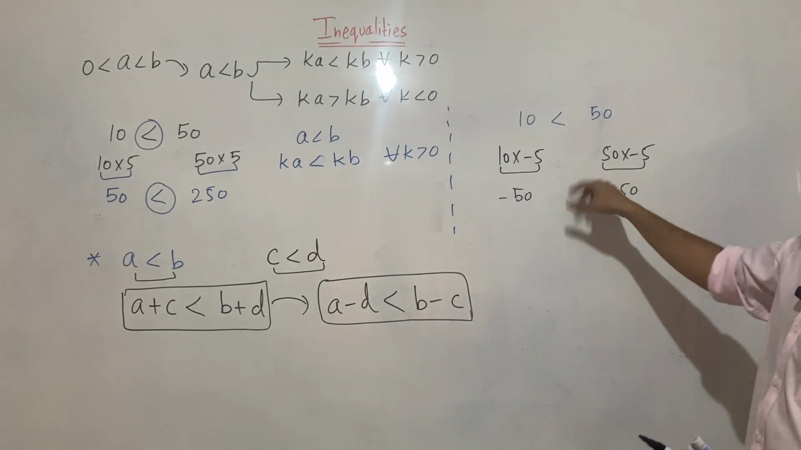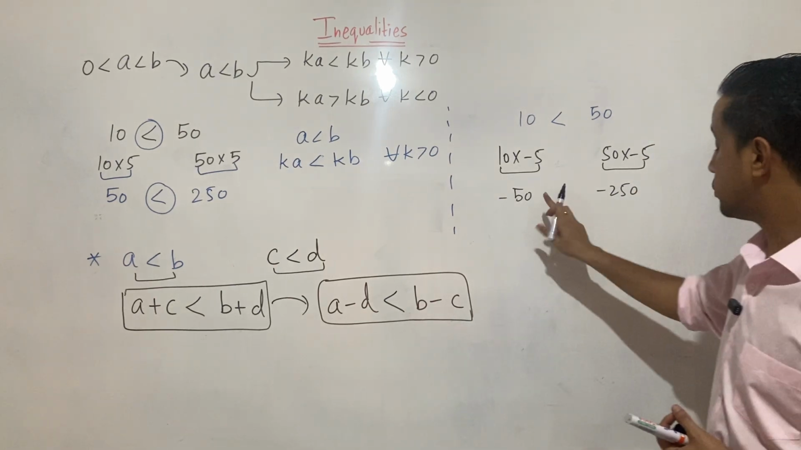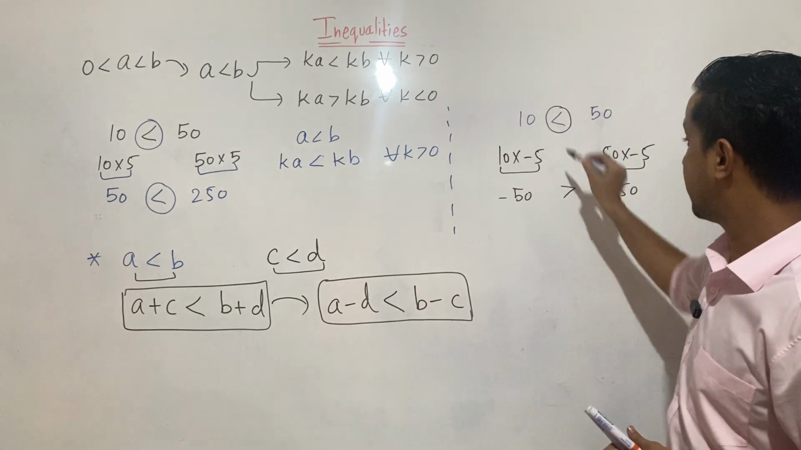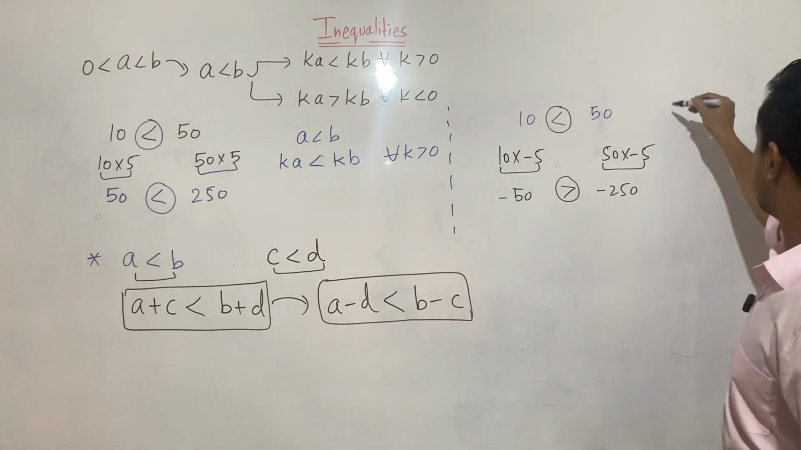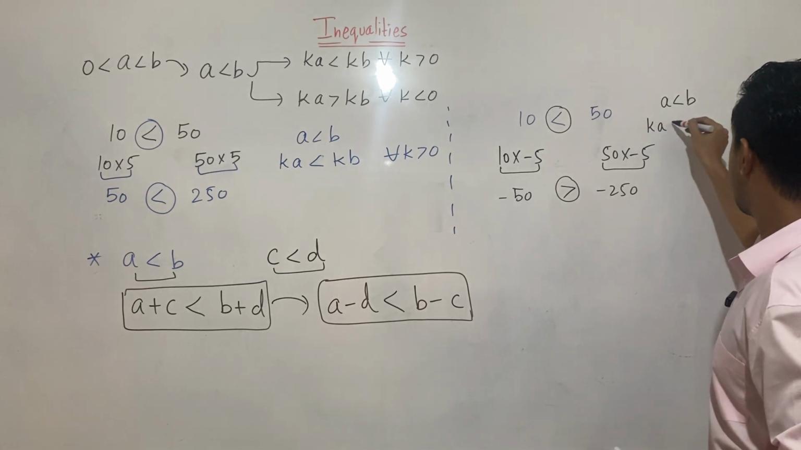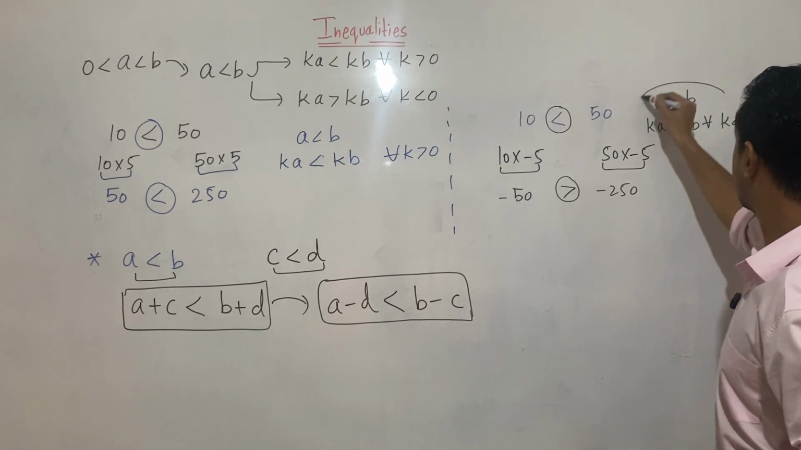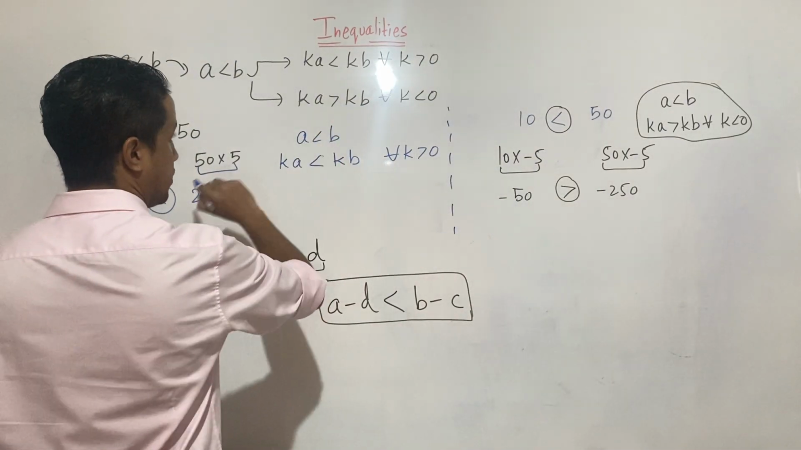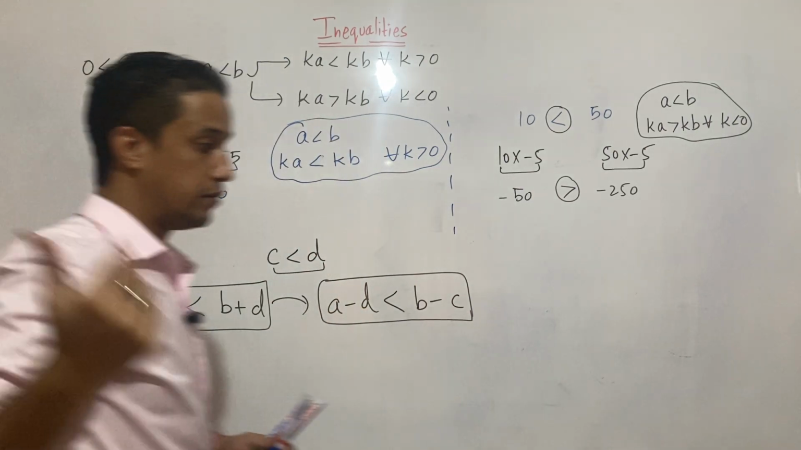Now look at both the values. It's easy to figure out this is greater than this. Now look at the sign. The sign has inverted, right? So what does it mean? From here we can say that if A is less than B, then Ka should be greater than Kb for all k less than 0. Okay, this is an important result.